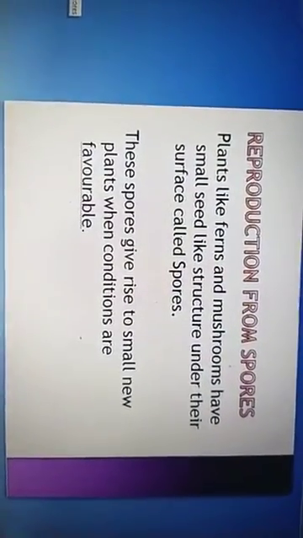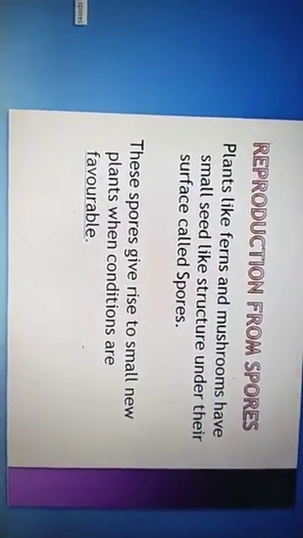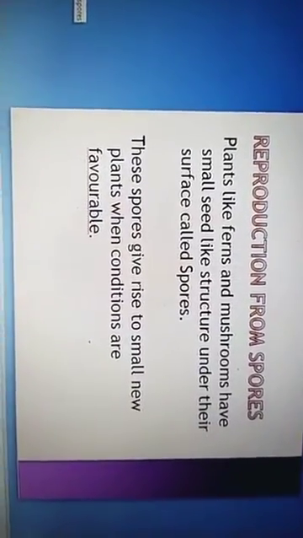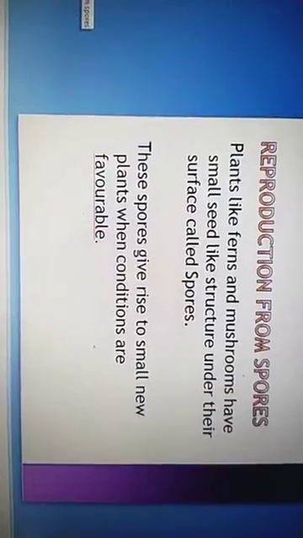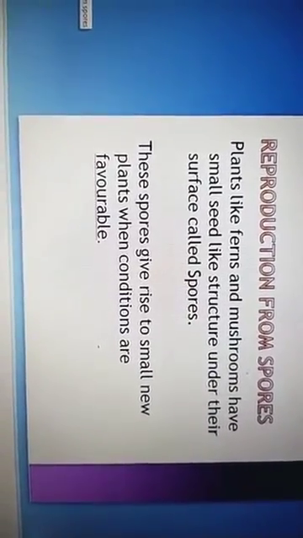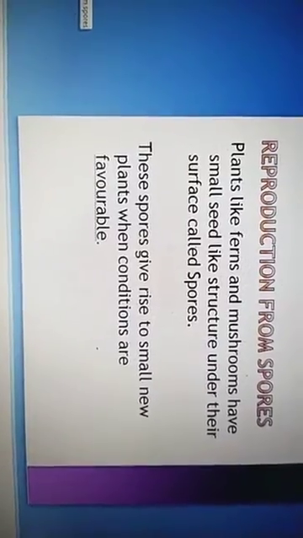Next, we will learn about reproduction from spores. Plants like ferns and mushrooms have small seed-like structures under their surface called spores. These spores give rise to small new plants when conditions are favorable.